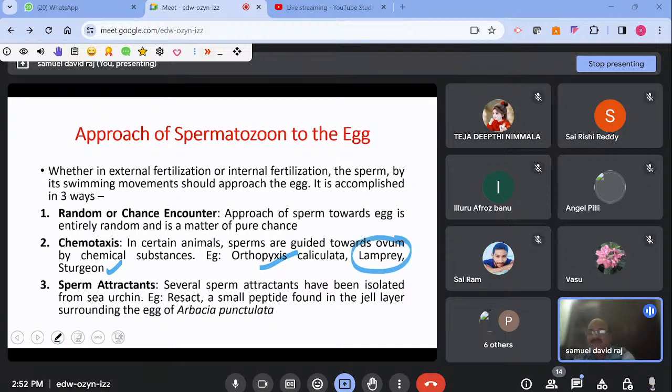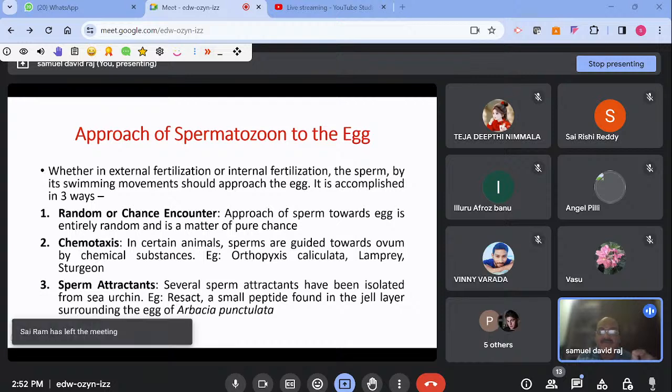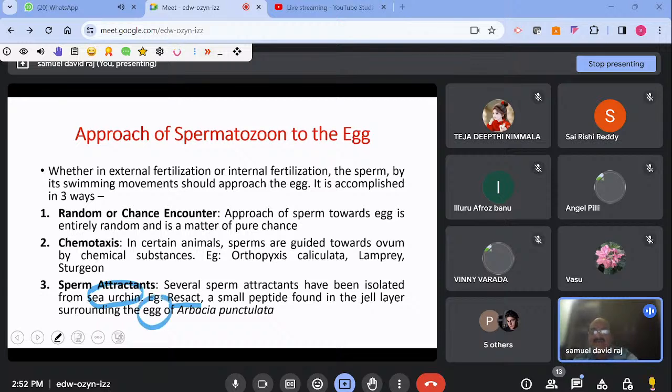And the third type of approach of spermatozoon to the egg is sperm attractants. Several sperm attractants have been isolated from sea urchin. For example, one sperm attractant is called resact, which is a small peptide found in the jelly envelope of the egg of Haliotis punctuata, which is again an echinoderm. Based on these sperm attractants like resact, the spermatozoa approach towards the egg.